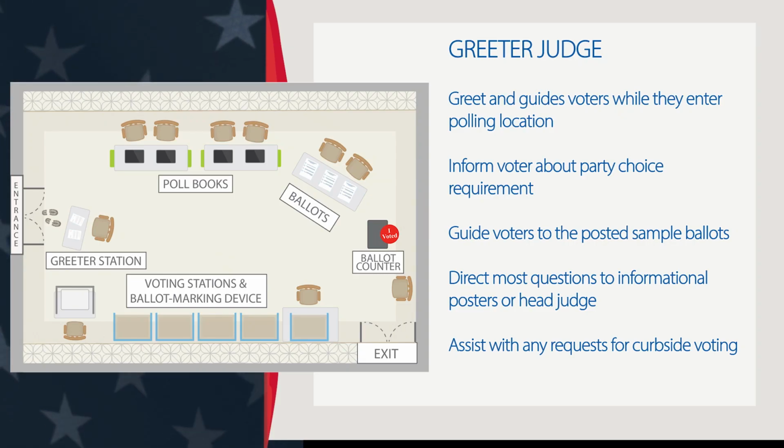Here the voter enters the polling place and is welcomed by the greeter judge, whose main role is to greet and guide voters while they enter the polling location, inform them about requirements of the election, including party choice for this election, guide voters to the posted sample ballots and other materials, direct most questions to the informational posters or other handouts or the head judge, and assist with any initial requests for curbside voting.